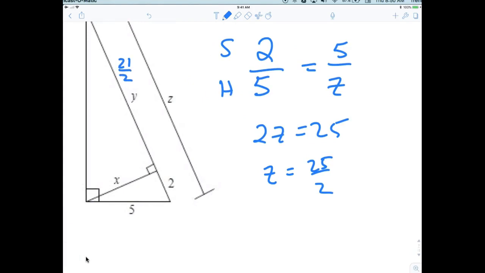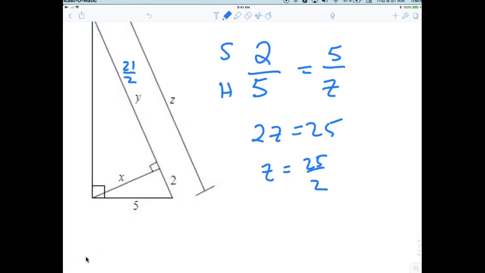How did I get that? I just did 25 halves minus 2. And 2 is 4 halves. So 25 halves minus 4 halves is 21 halves. Everybody good with that? 25 halves minus 2 is the same as 25 halves minus 4 halves.